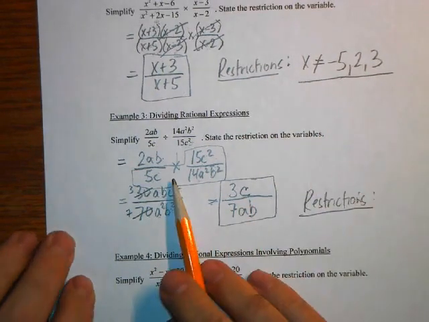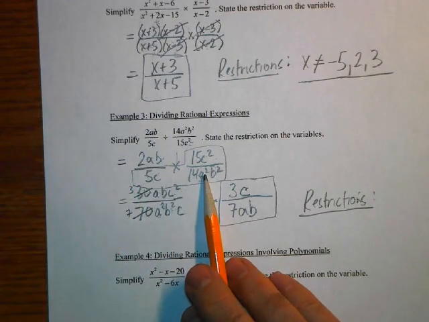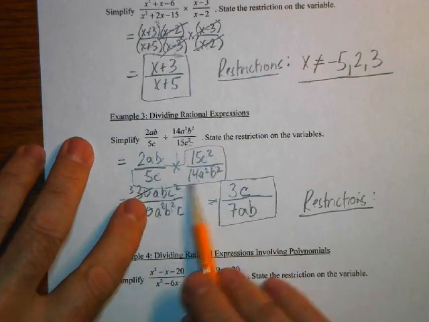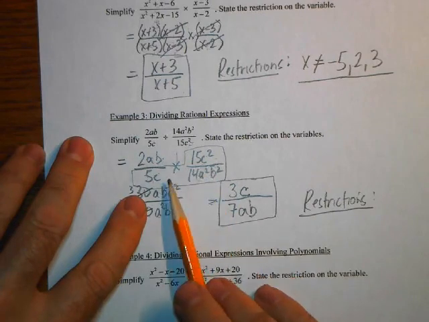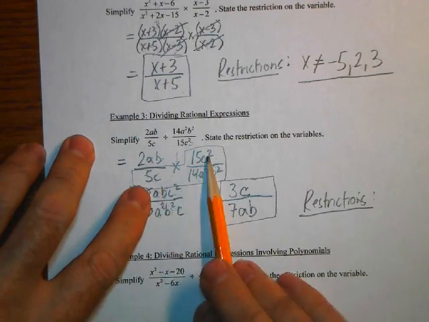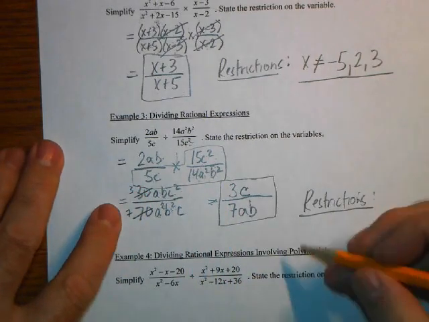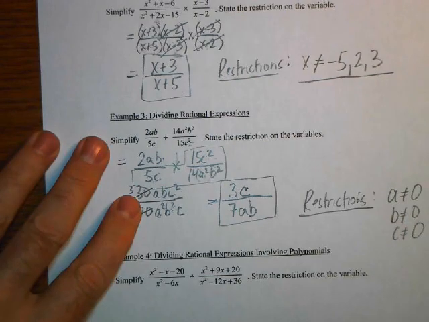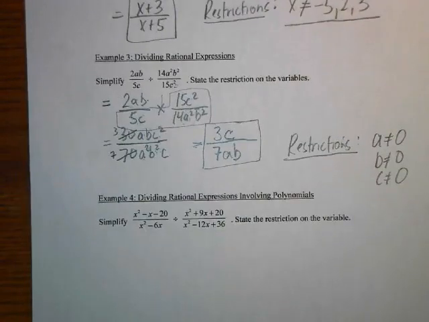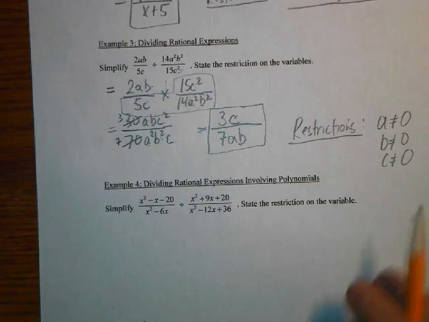Okay, so when I look at each of these, since I don't have any binomial factors, I'm just looking at what letters are involved here, because if any of these variables, A, B, or C, were 0, I would have a problem. The C would cause both of these to be 0. The A or the B being 0 would cause this to be 0. So all three of them can't be 0. So A is not 0, B is not 0, and C is not 0. If you want to put A comma B comma C not equal to 0, that's fine too. I like to do it that way though.